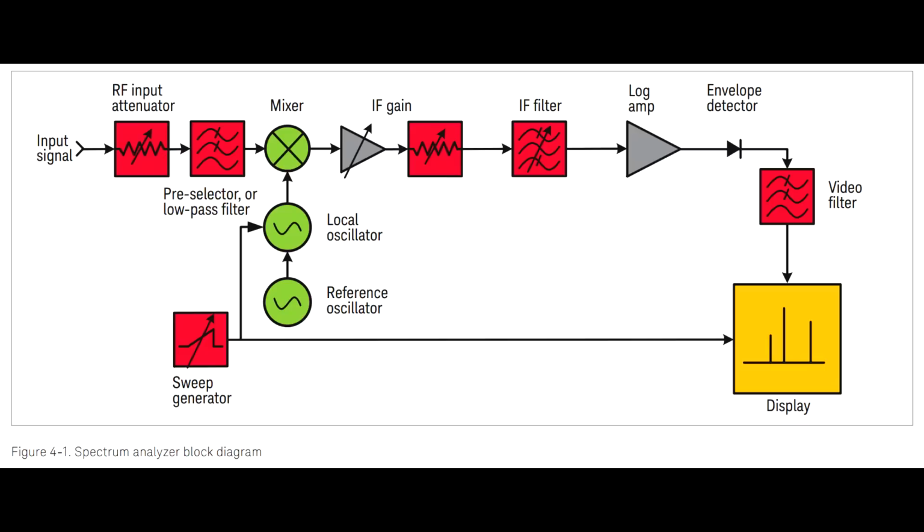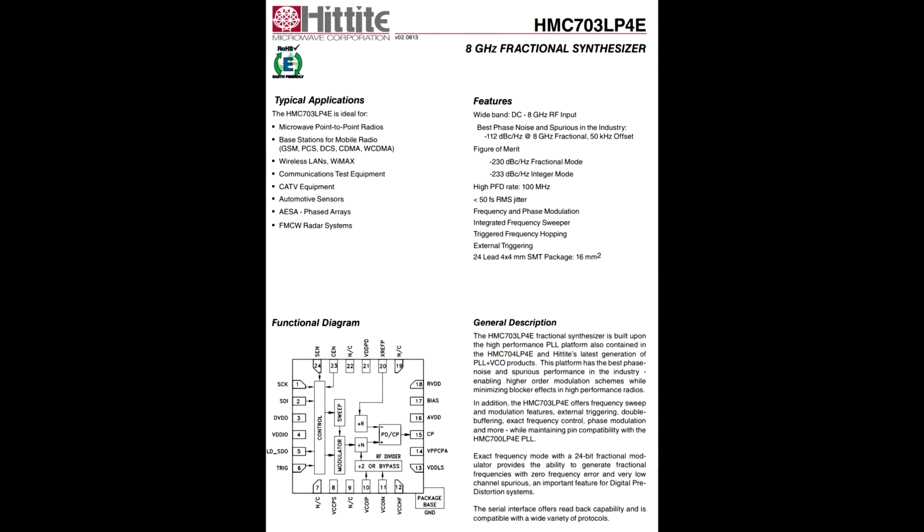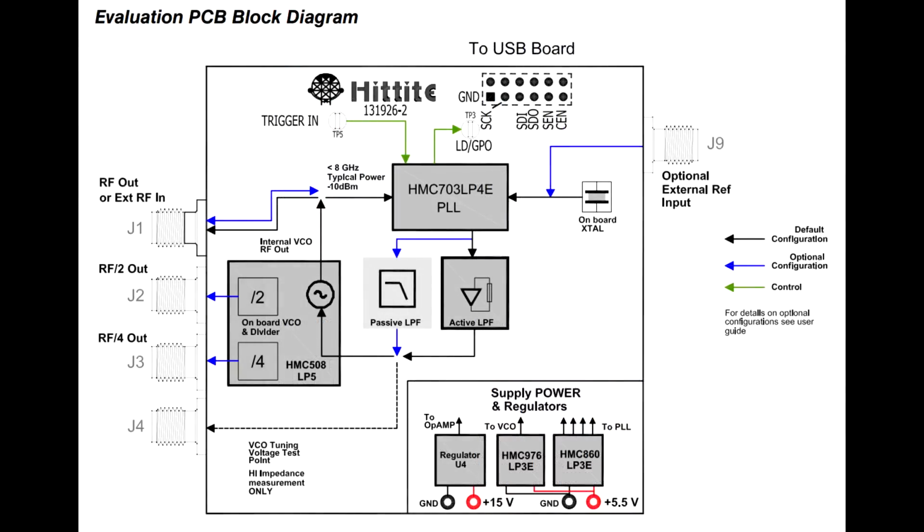But as I said, there's a few more steps after our local oscillator before we get to the mixer in this particular analyzer. But as part of that local oscillator, we've got a Hittite HMC-703 fractional synthesizer, which forms part of the ultimate PLL local oscillator loop. And we can see that here. If we take a look at the demo board you can actually get for this chip, it shows that there's a VCO integrated as part of the system here, in this case a Hittite HMC-508.